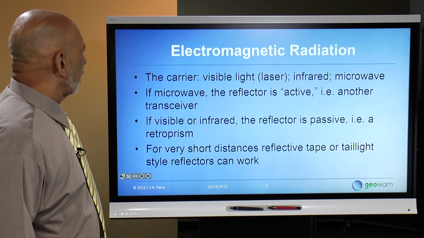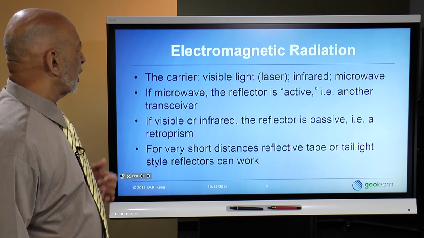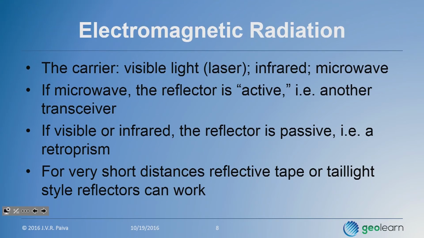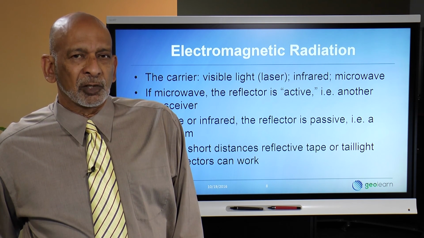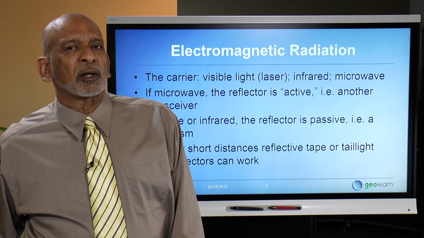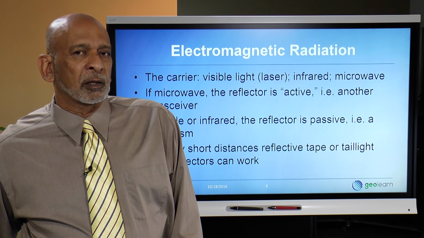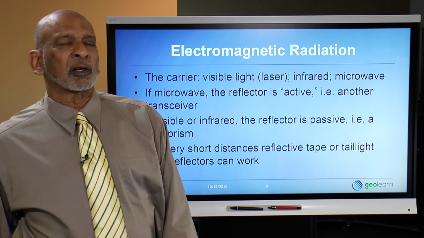So the carrier is the visible light or the infrared light that is used to carry the signal over to the retroreflector. When it's microwave, as I said, it's also then received by a transceiver at the other end, which rebroadcasts the signal. I mention microwave because most literature will talk about microwave, and there are few still microwave instruments in use, but to my knowledge there's none that are in production. So you should be aware that microwaves have been used.